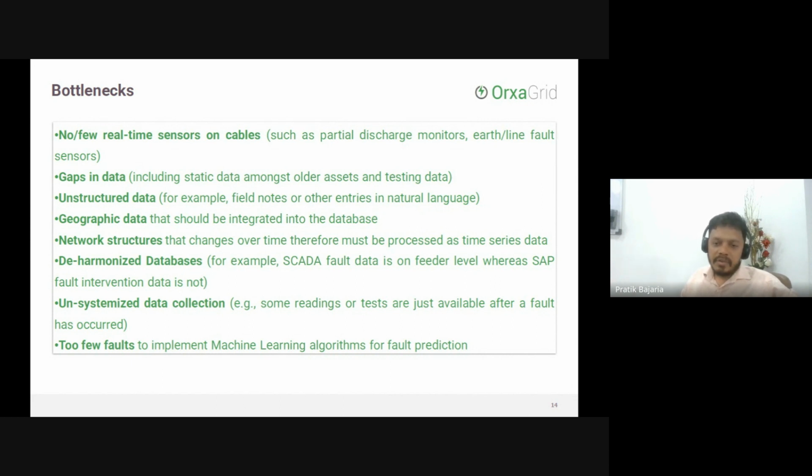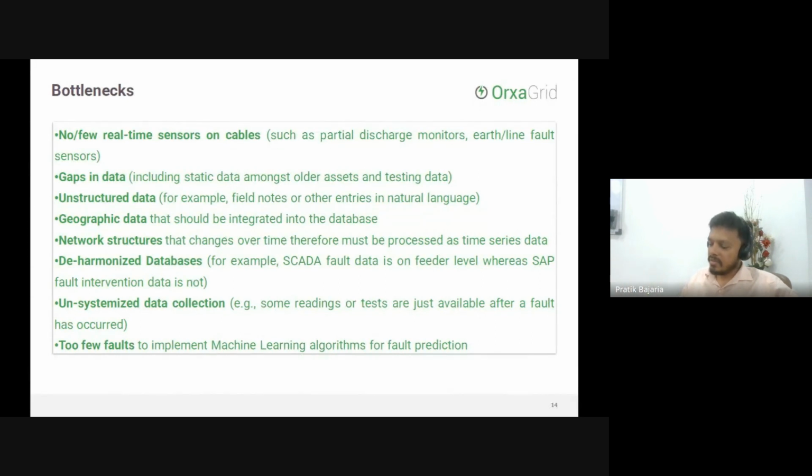With unsystemized data collection, some of the readings that are available might not be exactly connected to the fault which has occurred. It might be a possibility that you have captured the data, but the data is not relevant to the fault which has actually happened in the line.